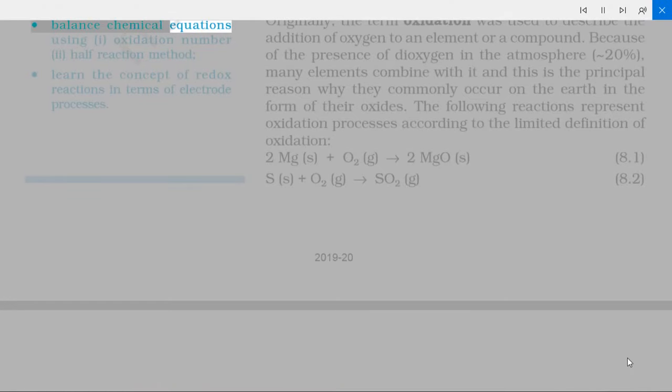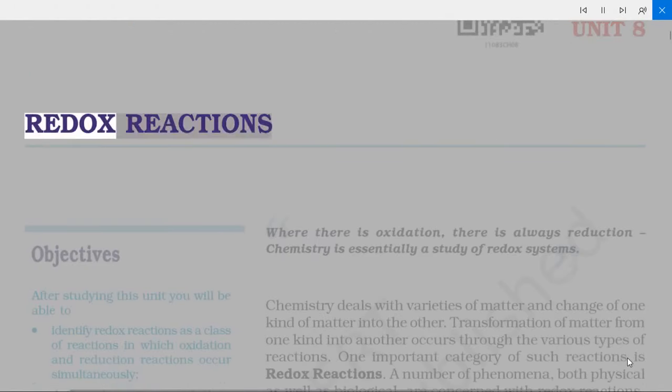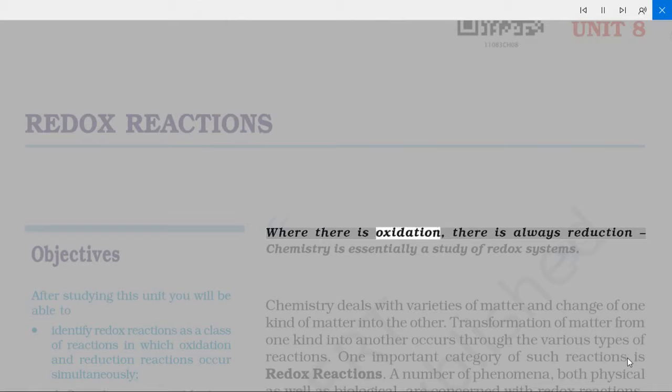Balance chemical equations using 1. Oxidation number, 2. Half reaction method. Learn the concept of redox reactions in terms of electrode processes. Unit 8, Redox reactions. Where there is oxidation, there is always reduction. Chemistry is essentially a study of redox systems.